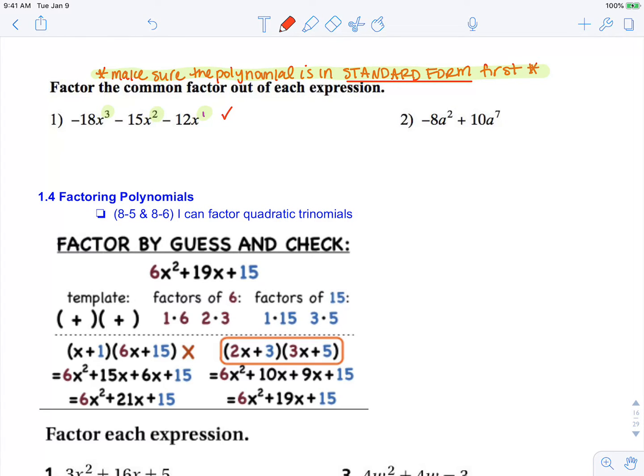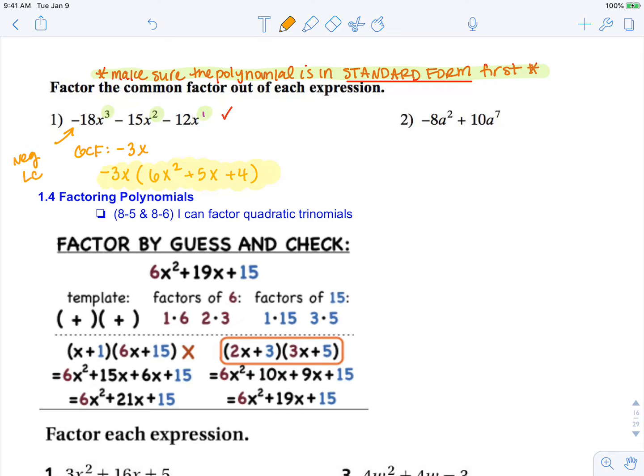So now that it's in standard form, I see that I have a negative leading coefficient, so that means my GCF will be negative. My GCF is going to be negative 3x. So if I factor out a negative 3x, what's going to be left is 6x squared plus 5x plus 4. And remember, you can distribute back in to make sure you are correct.